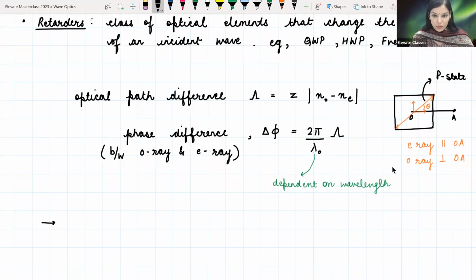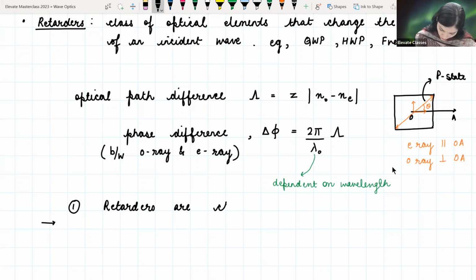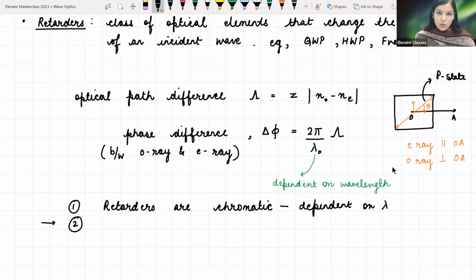Okay, and another thing that we should make a note of about passing through a quarter wave plate or a half wave plate. So the first thing we have to keep in mind is that retarders are chromatic. Chromatic means that they are dependent on lambda. So depending on different lambda, I should use different half wave plates or quarter wave plates.